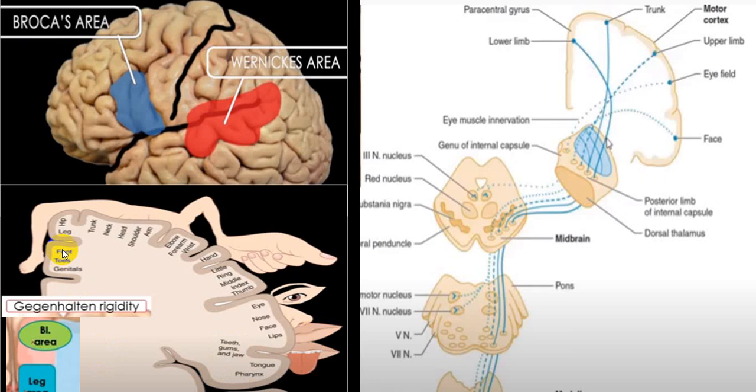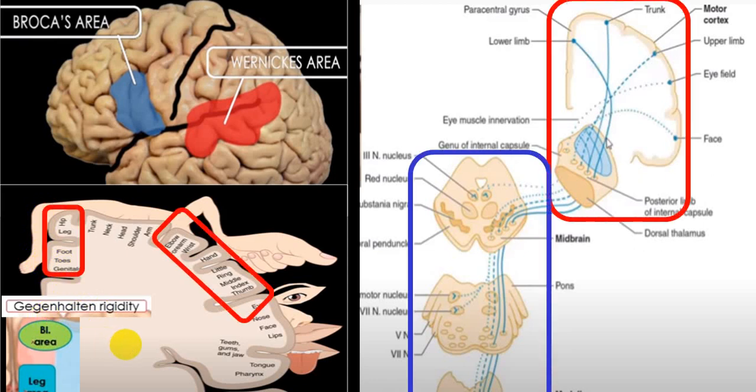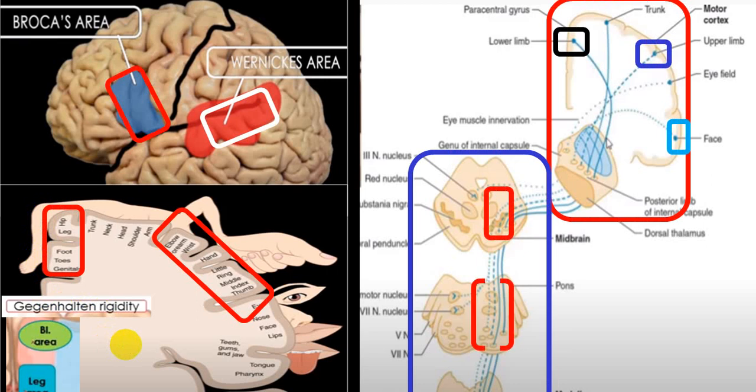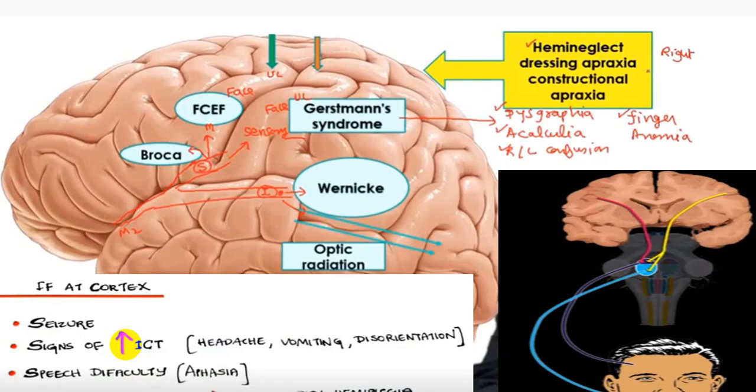And particularly when you get involvement of this particular portion, you can have lower limb involved, you can have rigidity, labeled as Gegenhalten rigidity, that will be very peculiar in lower limb with bladder involvement. These are all the different areas where you can get involvement.